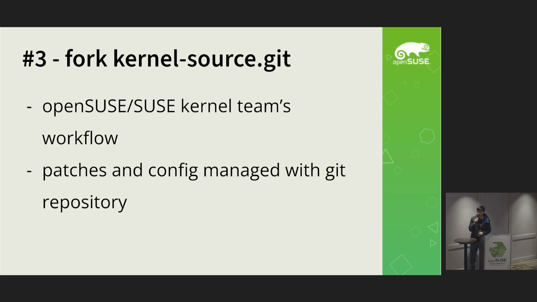The third method is a git-based method. It's actually the method that is used by the SUSE kernel team. Instead of using an OBS repository to manage the patches and config, we use Git. The good thing about this is that since it's in Git, it can be served on different servers. For example, it can be hosted on GitHub or such. And also, because it's Git, collaborating on it is very easy.